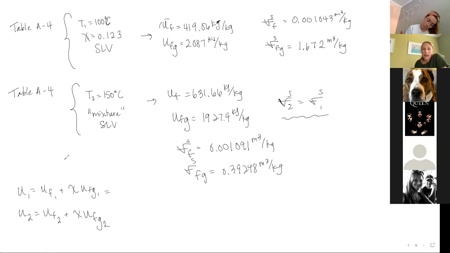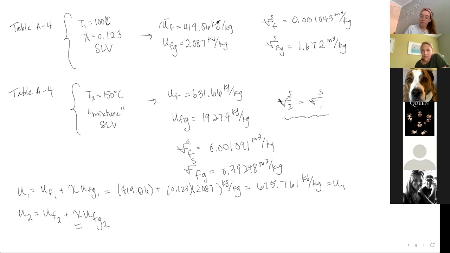And then I can plug these in. 419.06 plus 0.123 times 2087. These are all going to be in kilojoules per kilogram. And my internal energy at 0.1 is going to equal 675.761 kilojoules per kilogram. My internal energy at 0.2, I don't know my quality, so I can't plug that in yet.